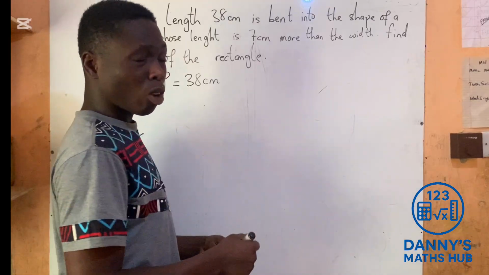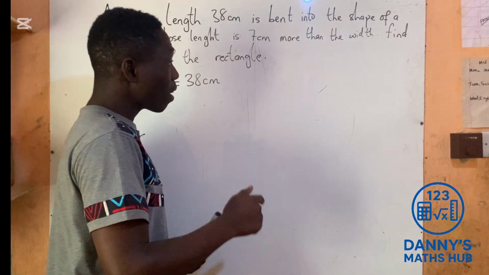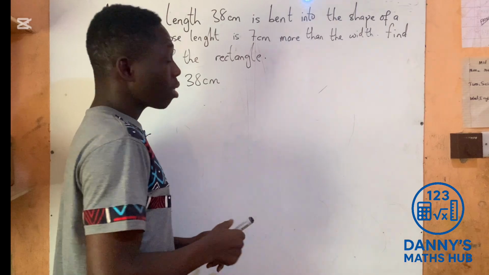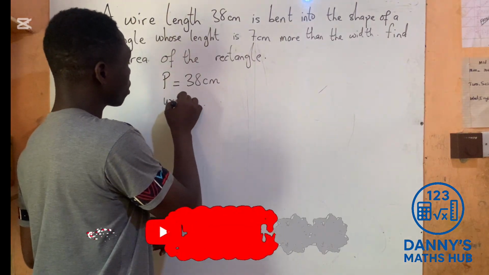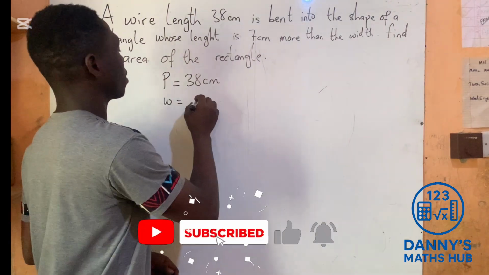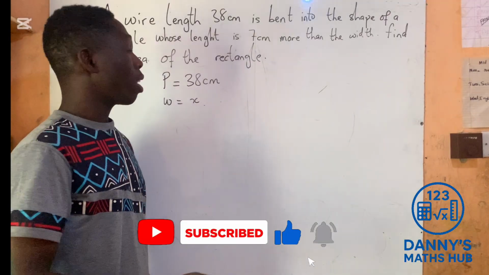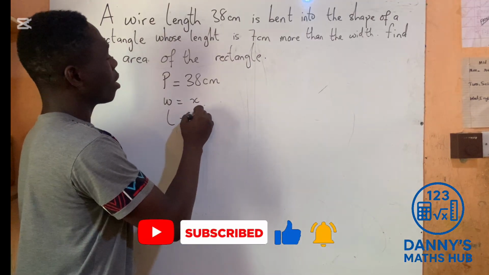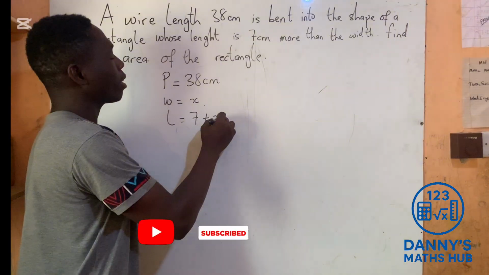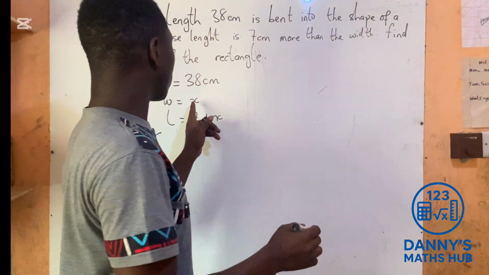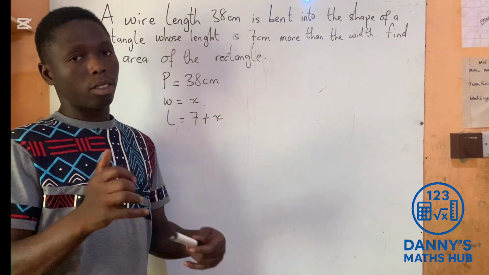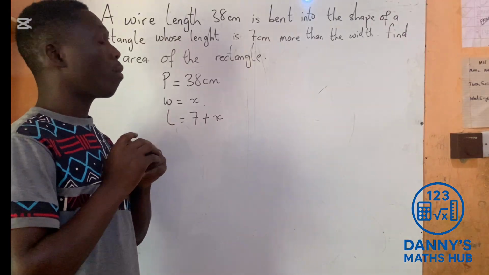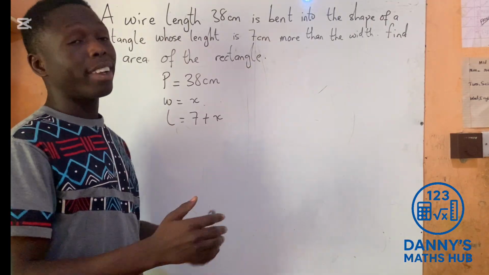Then the length of the rectangle is 7 more than the width. So let's look at the width first. We're going to give x as the width, and then the length will be 7 more than the width of the rectangle. First of all, let's find the width.